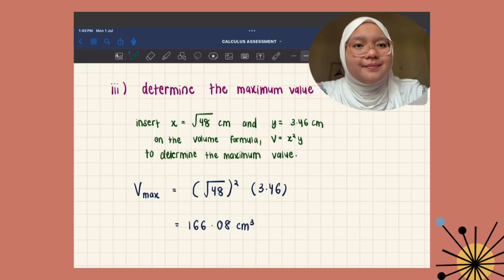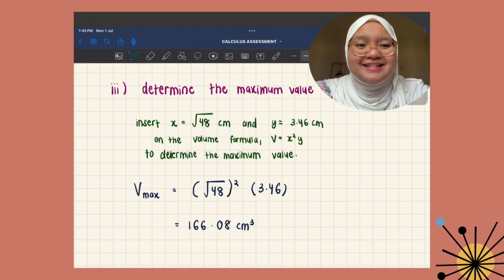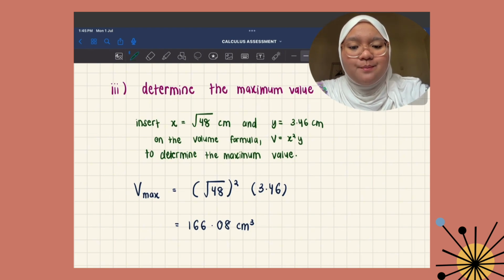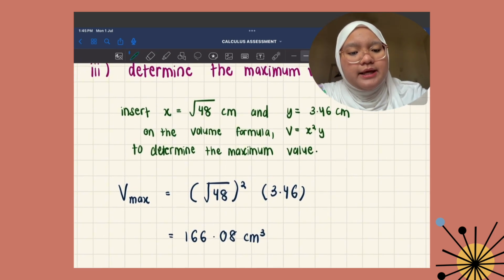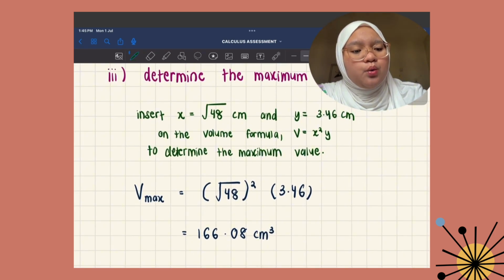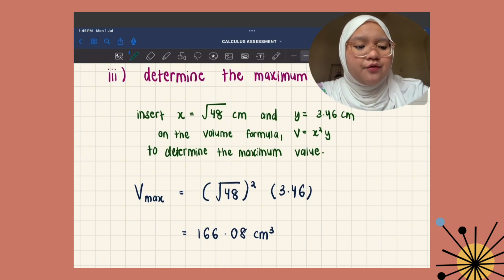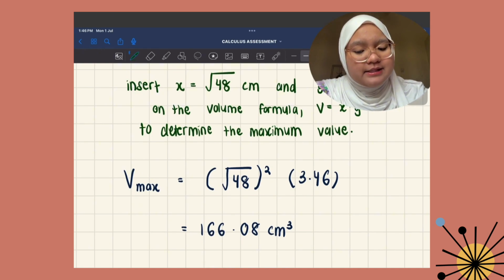That's all. Lastly, I'm going to show solutions for our third question, which is determining the maximum value. Based on question 2, we obtained that x equals square root of 48 cm and y equals 3.46 cm. So we are going to insert our values into our volume formula, which we discussed on the first question, v equals x squared y. By inserting x and y, we can determine the maximum value.